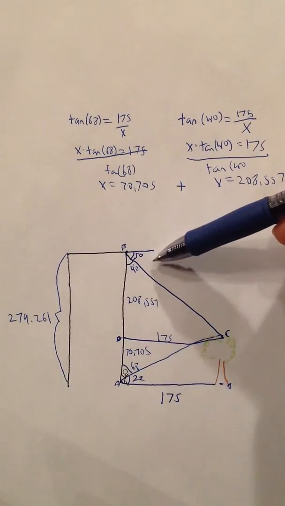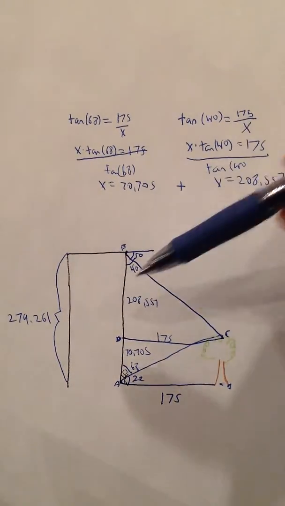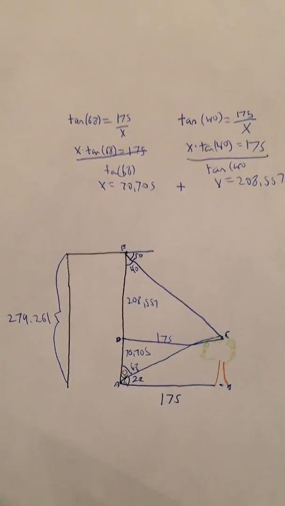So the angle of depression would be greater, and this angle would be smaller than 40. 32 being smaller than 40, obviously. And since that answer makes sense, I took it.